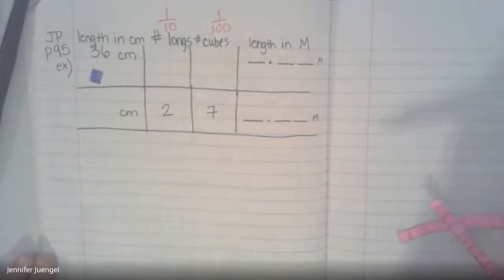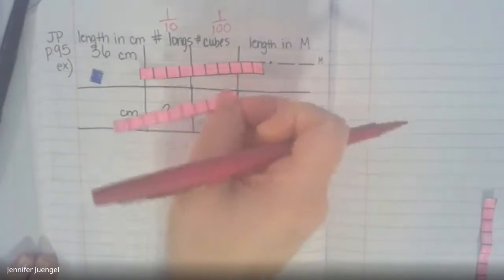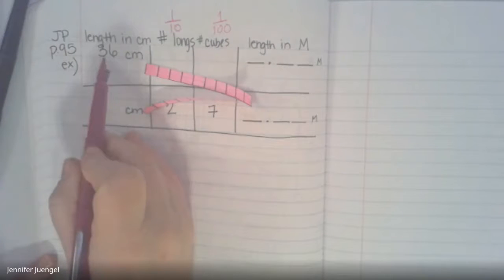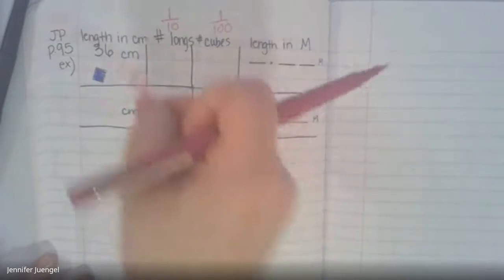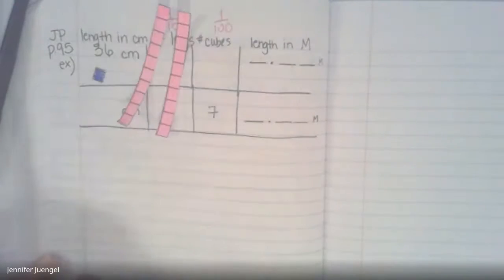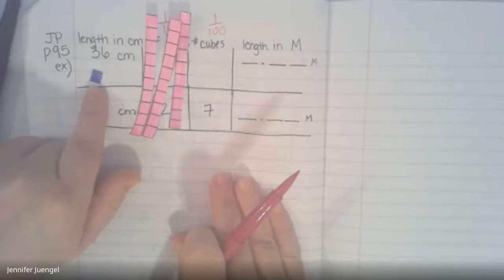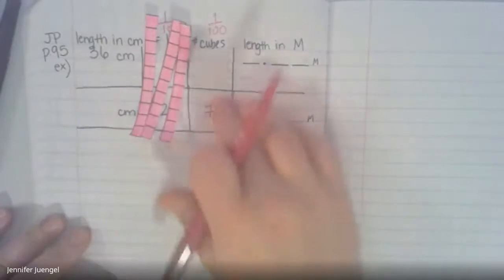Well, I know that it takes 10 of these longs to make 1 meter. And 1 long represents 1/10. So if I have 3 in the tenths place, that means I have 3 longs. 3/10. So you start to see the value. If I had 36 of these little unit cubes lined up together, that means I would have 30 10 sticks. Now, how many individual unit cubes would I need?